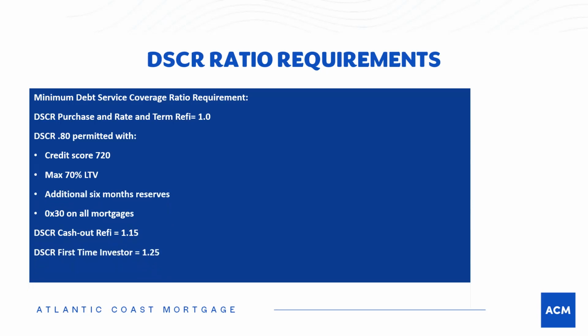And they can be a first-time investor. Now, remember I said you can't be a first-time home buyer, but you can be a first-time investor. So for someone that is diving into investment properties for the first time, they can do that, but the ratio has to be at 1.25. So if someone had a $2,000 mortgage payment, the fair market rent value has to be at least $2,500 for that to take place.